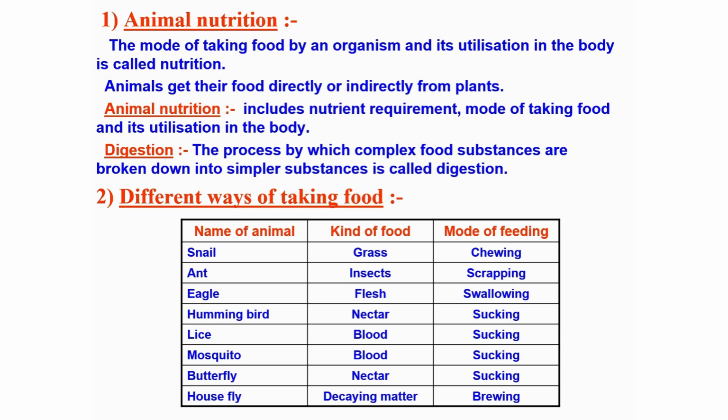Lice, kind of food is blood, mode of feeding is by sucking. Mosquito, kind of food is blood and mode of feeding is by sucking. Butterfly, kind of food is nectar and the mode of feeding is by sucking. Housefly, kind of food is decaying matter and the mode of feeding is by sponging.